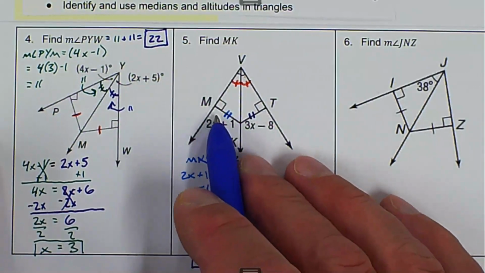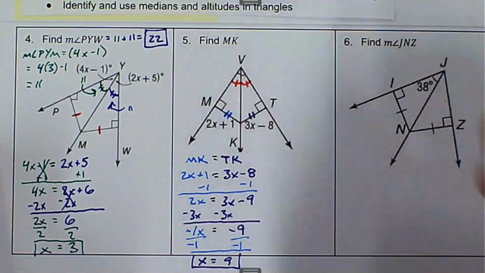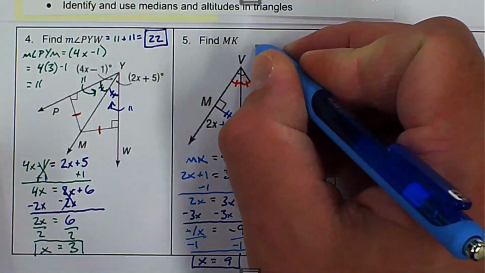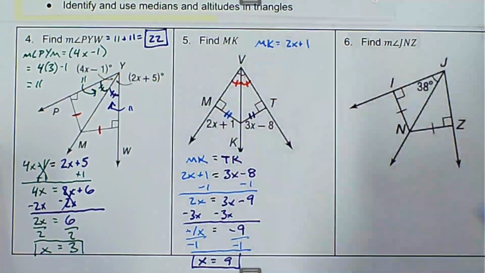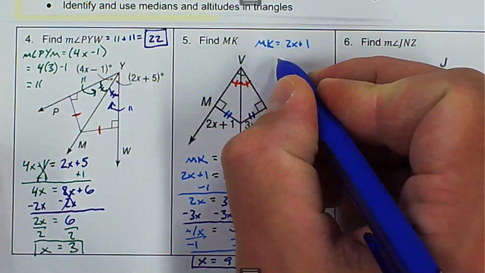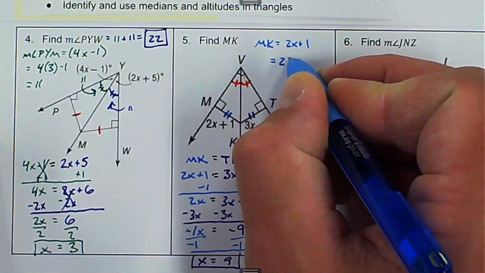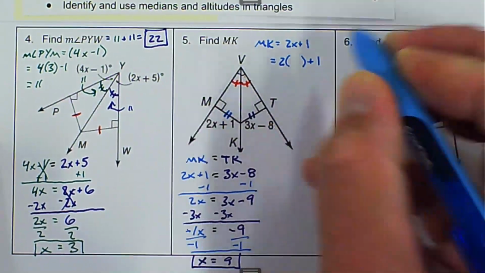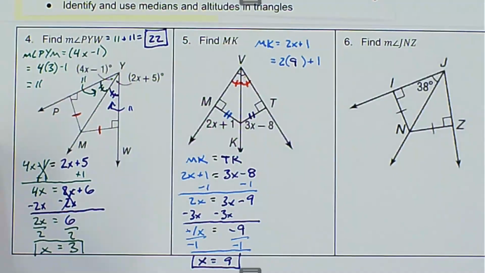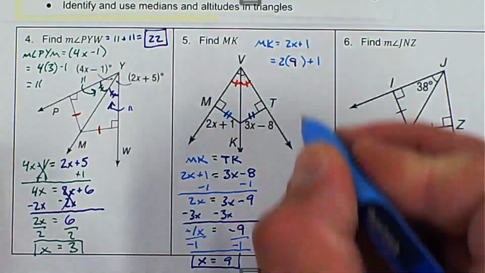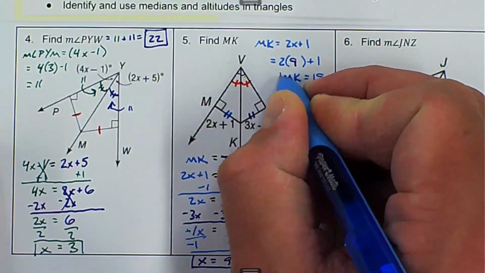So now it says find MK, which is right there. So MK is equal to 2x plus 1. We're going to substitute that value in. So 2 times x plus 1, in this case x is 9. So 2 times 9 is 18 plus 1. So MK is equal to 19.